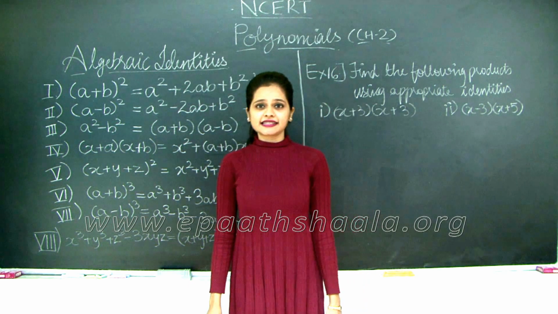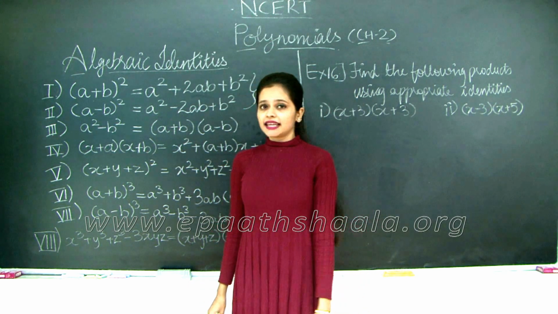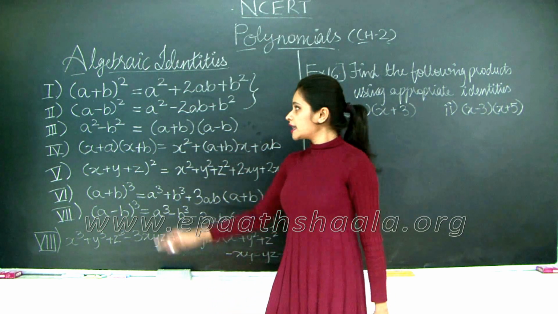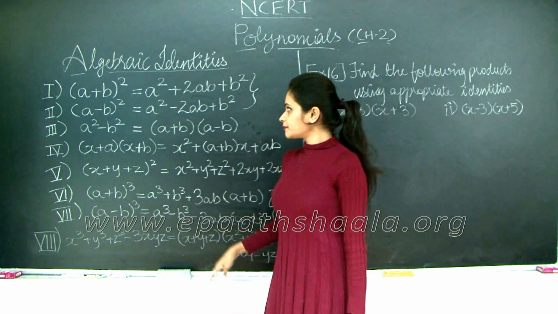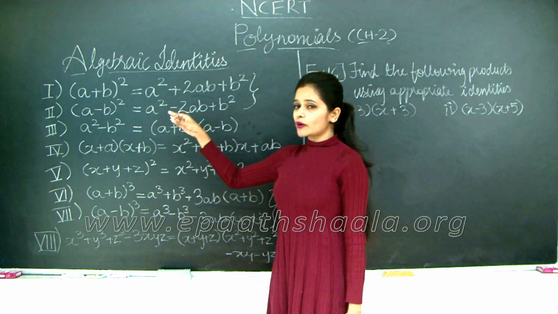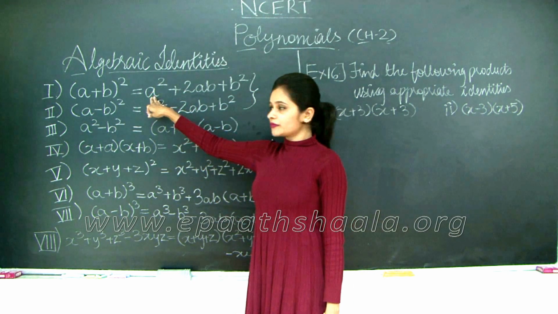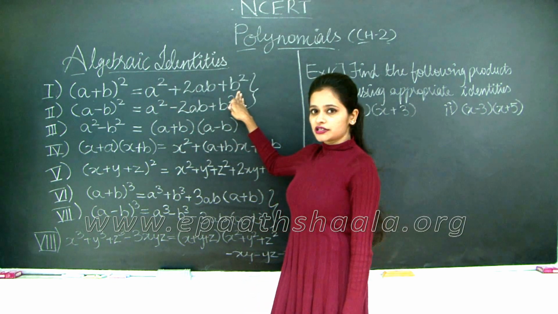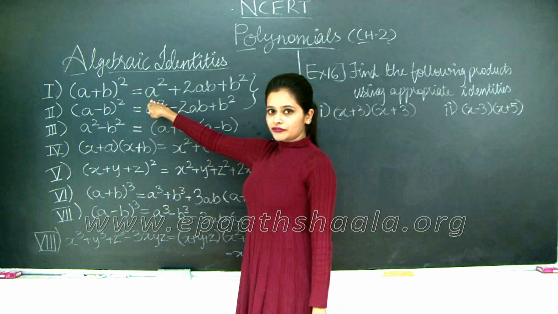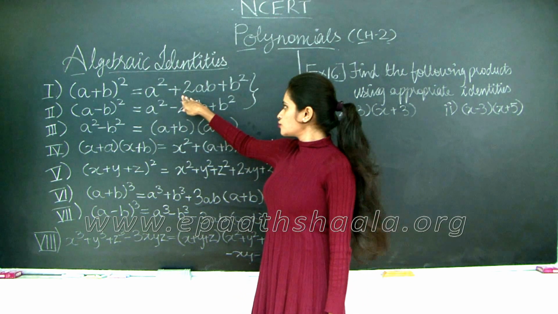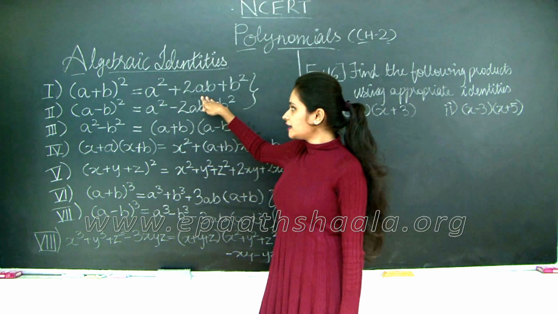So what are identities, algebraic identities? They are nothing but expressions that are true for any variables or constants that we substitute in these formulas, right? So let's take a look at them one by one. The first one is (a plus b) the whole square, which is nothing but equal to a square plus 2ab plus b square, which is square of the first term, square of the last term, and 2 into the product of both the terms, right?